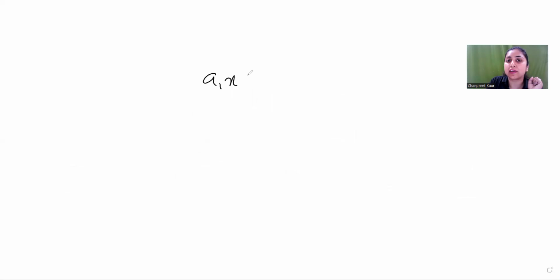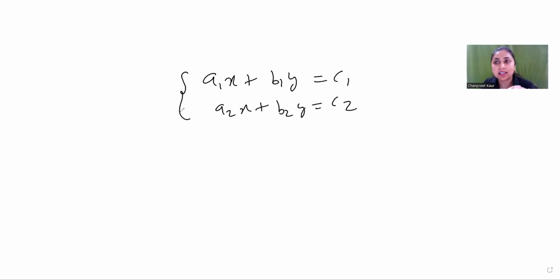So let me write the pair of linear equations. a1x plus b1y is c1, a2x plus b2y is c2. So this is known as a system of linear equations or a pair of linear equations. Here we can see in the first equation, the coefficient of x is a1, the coefficient of y is b1, and c1 is the constant. For the second equation, the coefficient of x is a2, the coefficient of y is b2, and c2 is the constant term.